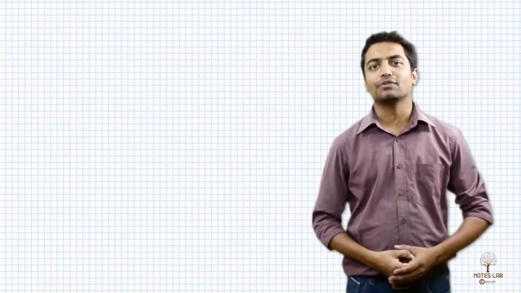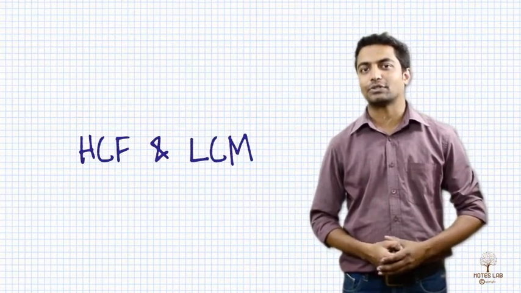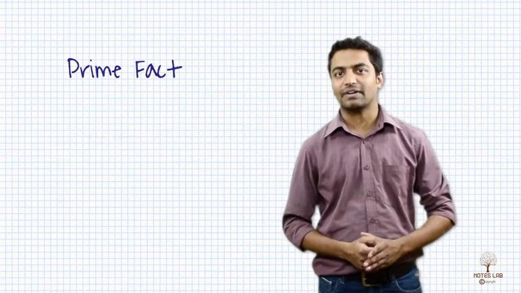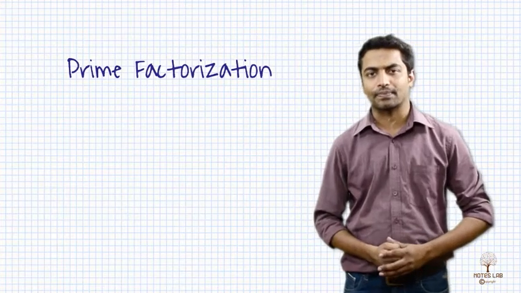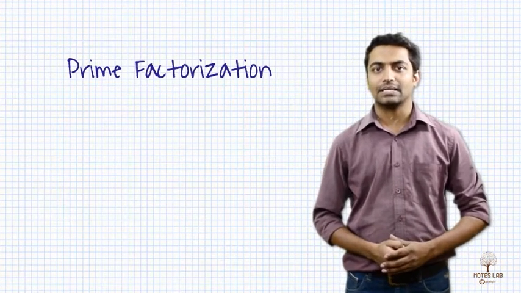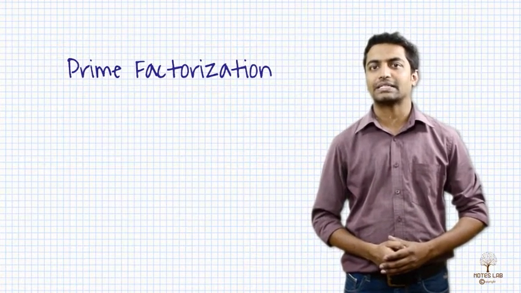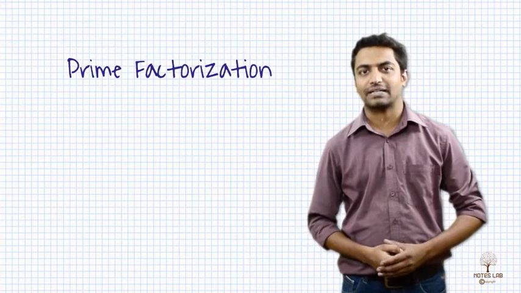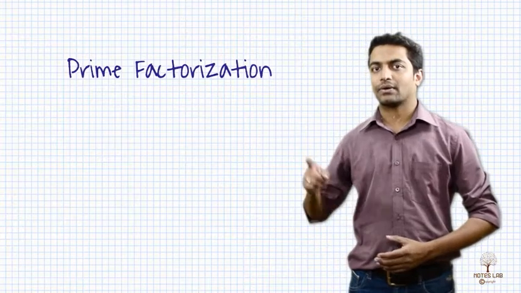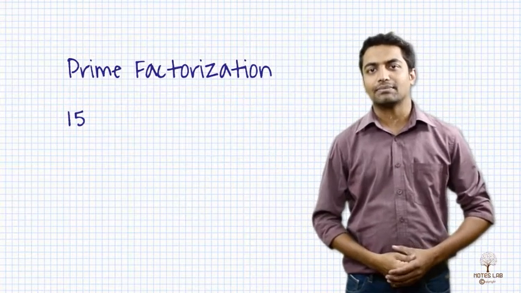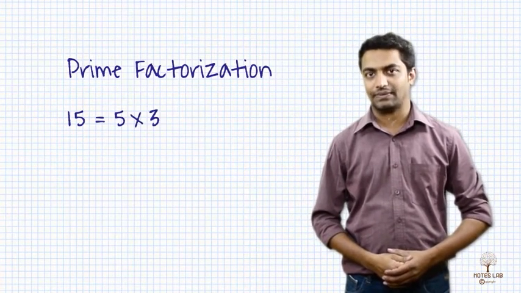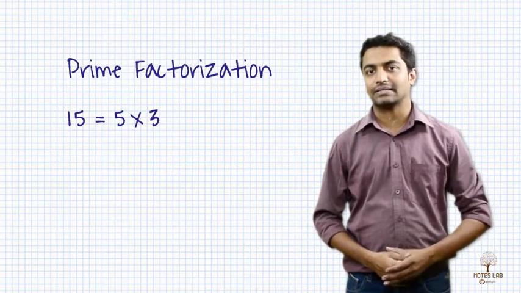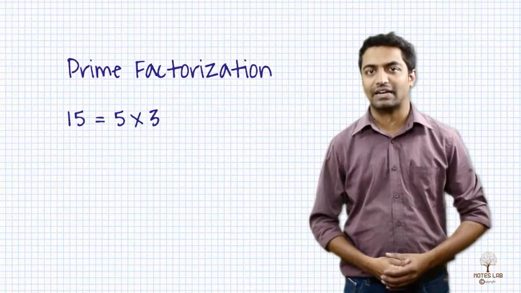Let us understand how to find HCF and LCM of two numbers. For this, you need to know how to find prime factorization of a particular number. Every composite number can be written as the product of its prime factors. And this type of factorization, we call it as prime factorization. For example, we'll take 15. 15 can be written as 5 into 3. So if you can express 15 as product of 5 and 3, this type of factorization is called prime factorization.